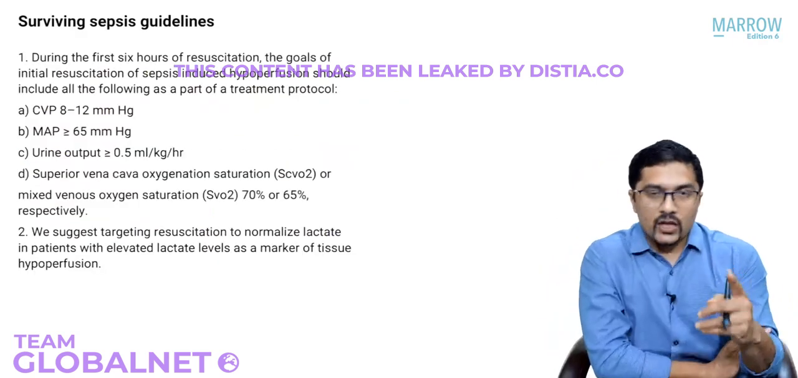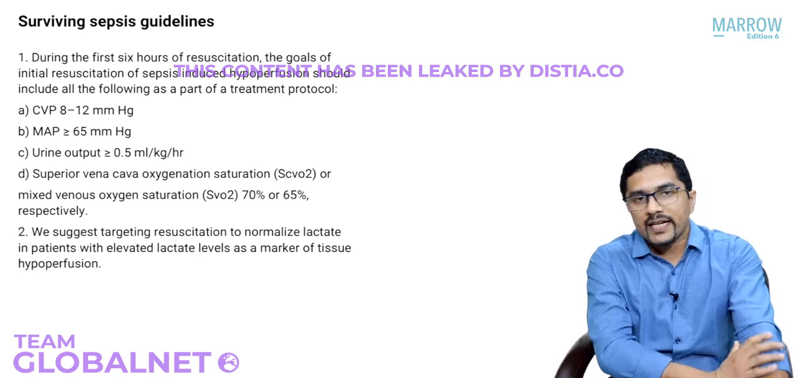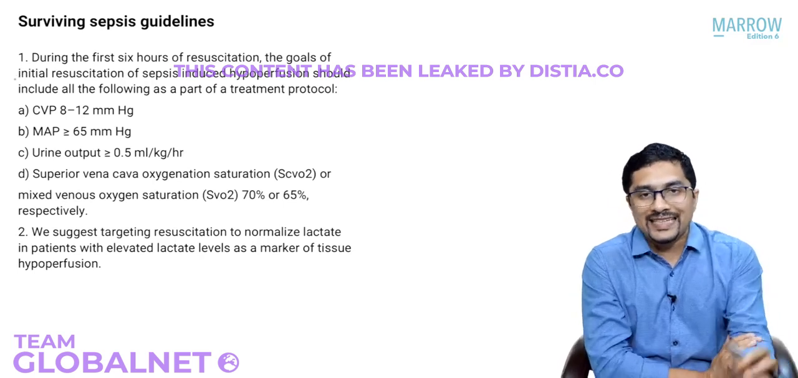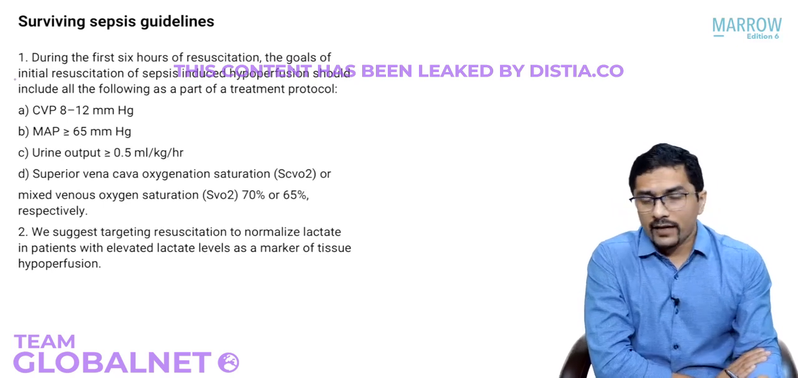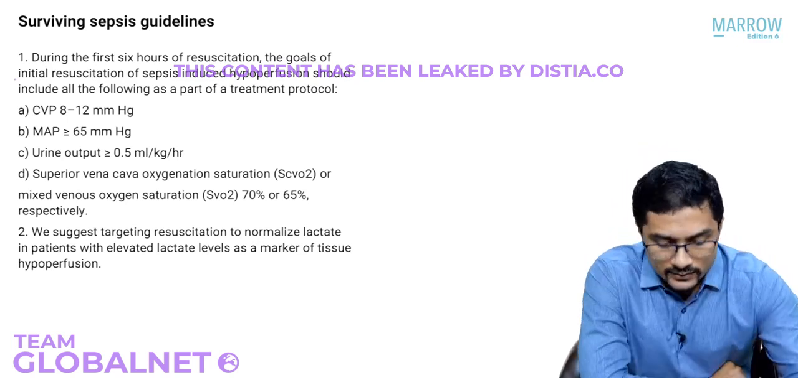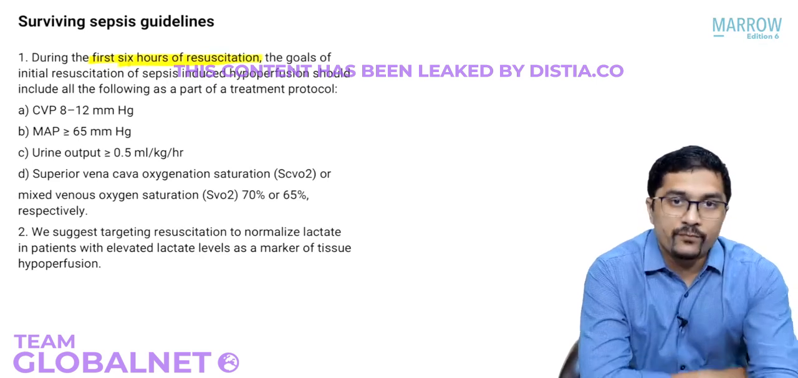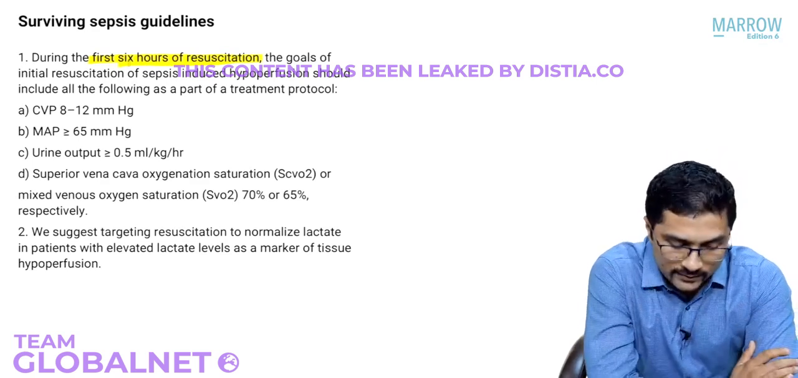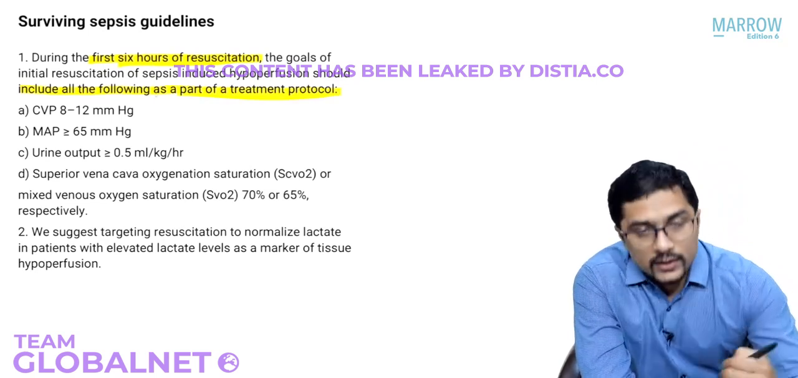One more thing, this is not there in Bailey, but it's there in Sebastian, the surviving sepsis guidelines. And you had a question in the NEET exam last year from the surviving sepsis guidelines. Now, these guidelines say that within the first 6 hours of resuscitation of a septic patient, we need to achieve all these goals.